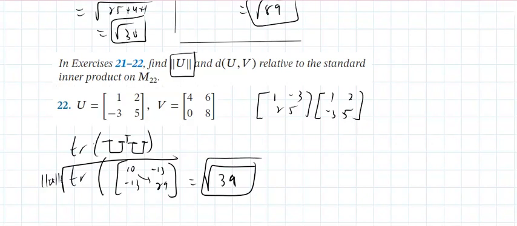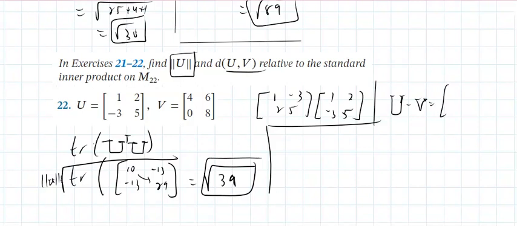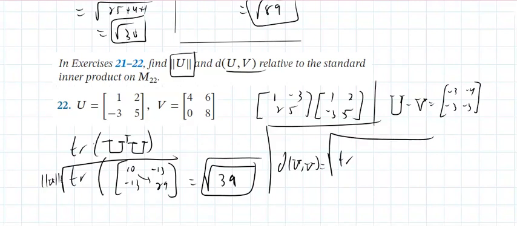Oh, and they want the distance from U to V. Okay, good thing. Now I see it, from U to V. If I want it from U to V, what is U minus V? That would be U minus V, -3, -4, -3 and 5 minus 8, -3, if I'm not mistaken. So d of UV would be the square root of the trace, and you're going to multiply.